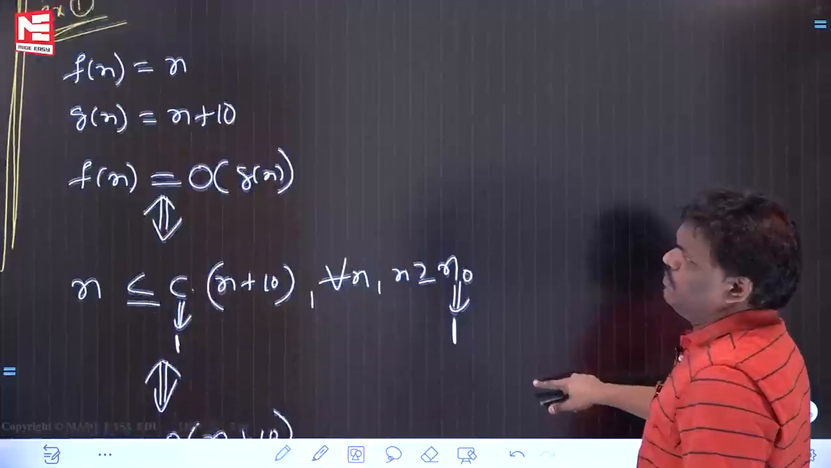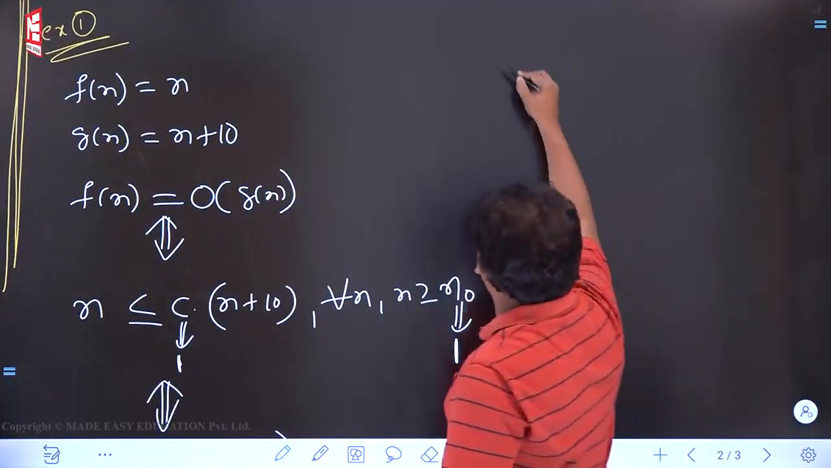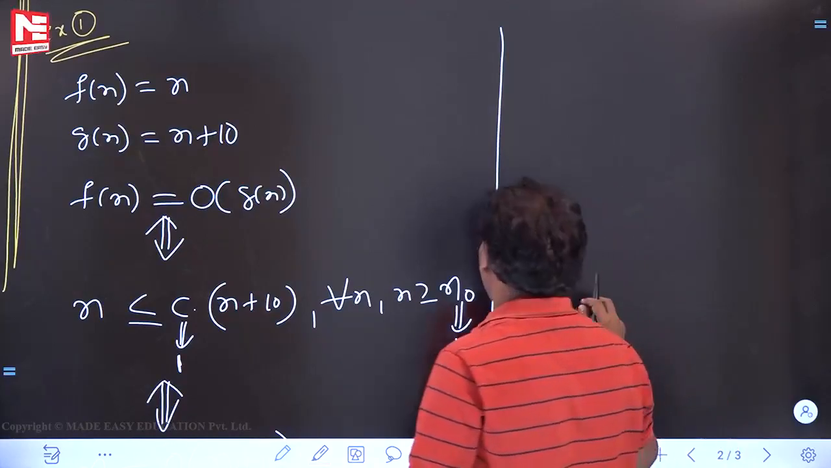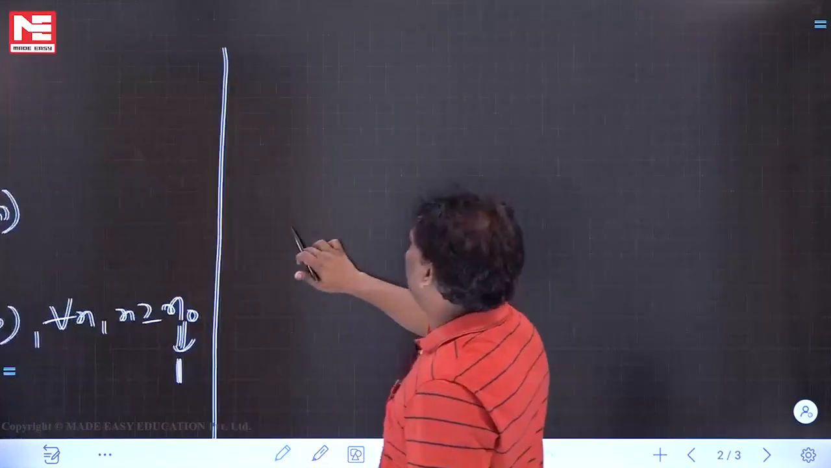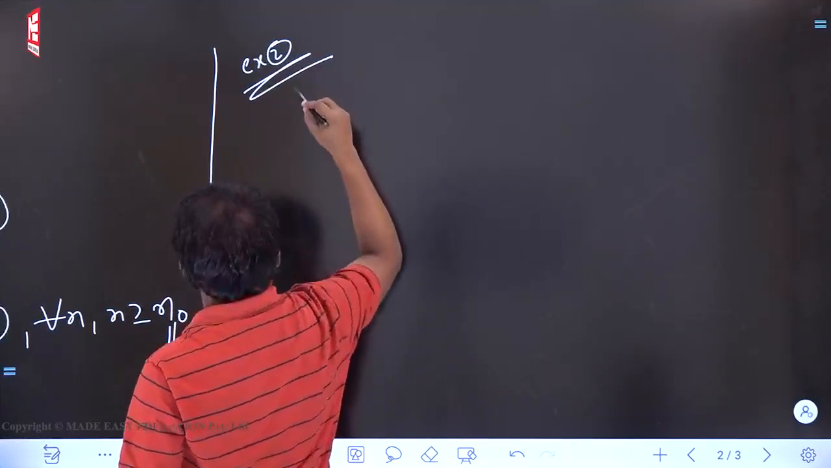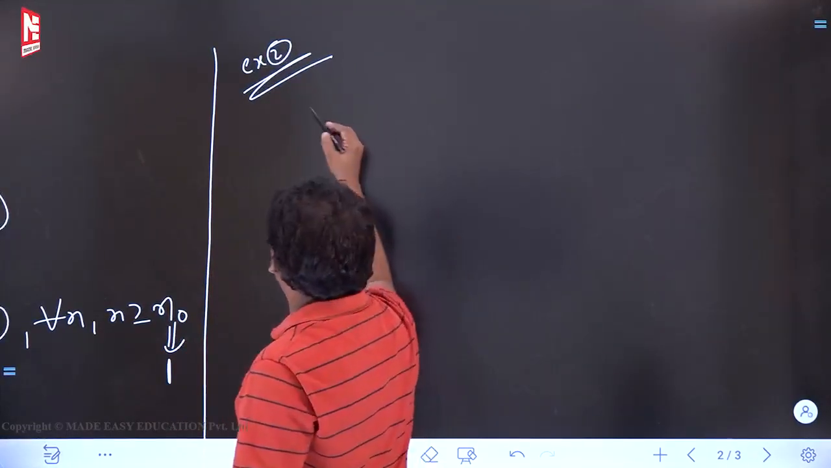This is example 1. Let's do one more example, and you will get more clarity. In the first problem itself, you cannot get everything. Let's go to the next example. Example 2. See example 2, and you will get more clarity here.